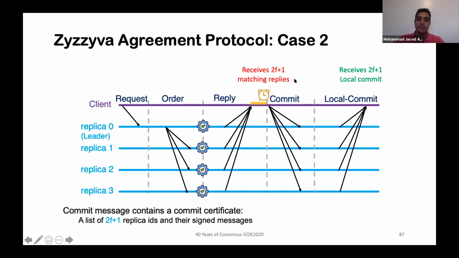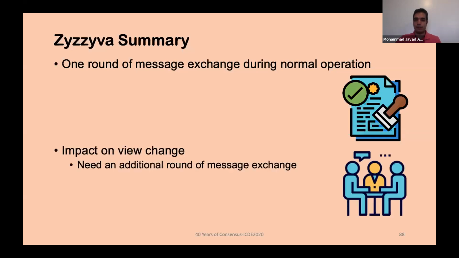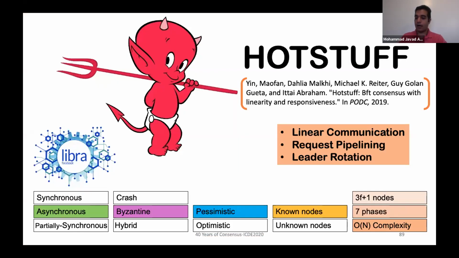And if it receives less than 2f+1 matching replies, then we need to have a view change protocol, which is very costly in case of Zyzzyva. So in Zyzzyva, we have 1 round of message exchange during normal operation, and the view change is more costly than even PBFT because it is optimistic. And if there is need for view change, we need to have 1 more phase of communication. So with that, I'm going to stop for this part of the tutorial, and then we'll continue with HotStuff after the break.